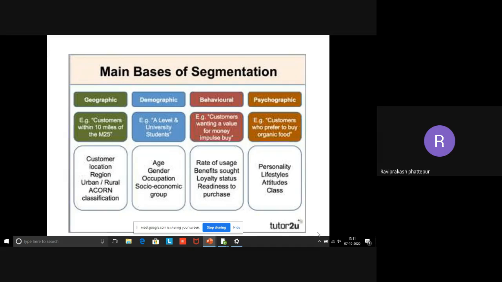And the last one is psychographic. Here, it is based on the personality of the customer, lifestyle, attitude, and the class of the customer. These things are called psychographic characteristics, and based on them you are segmenting the customers. Okay, so first one is geographic, demographic, behavioral, and psychographic. So just a small brief on those.